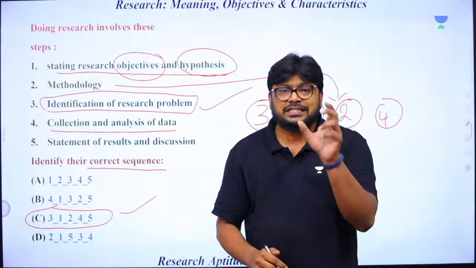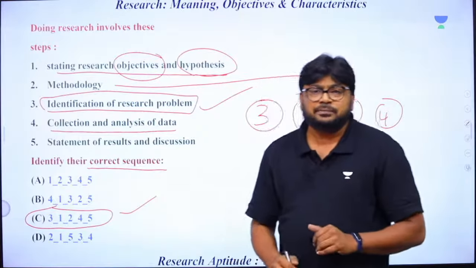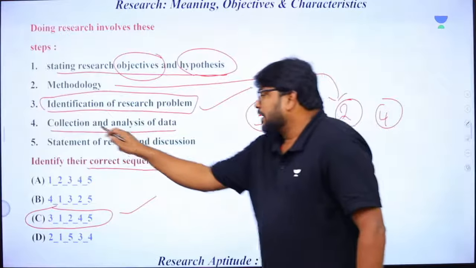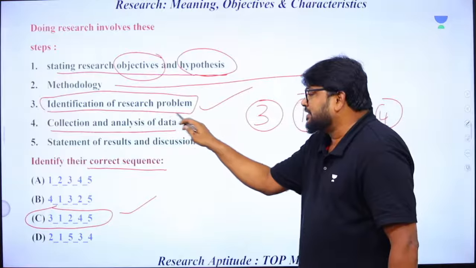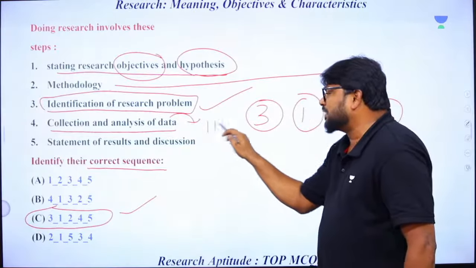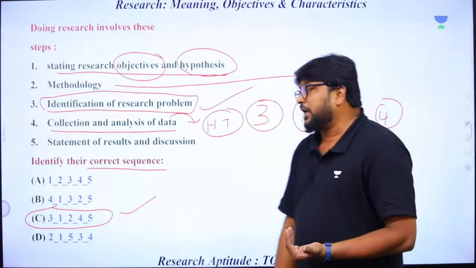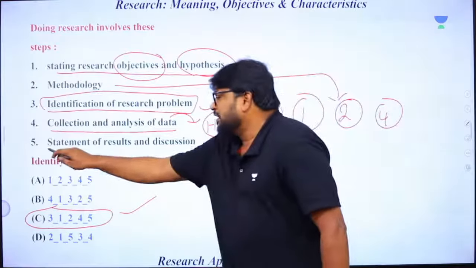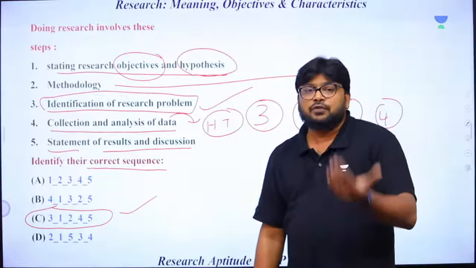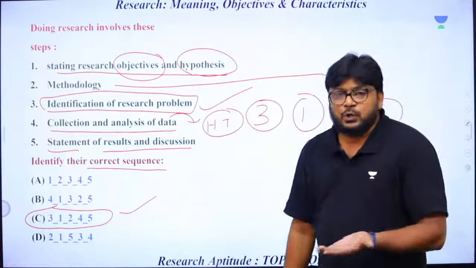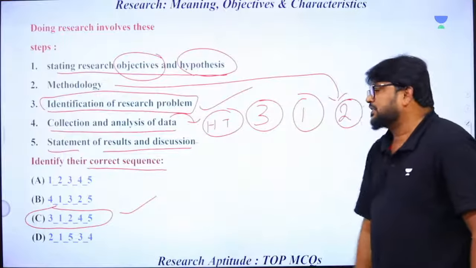Establishing hypothesis is done in the first step, that is the formulating of research problem. Then after collecting the data and analyzing the data, the next comes hypothesis testing. Testing of hypothesis is very important. And the last one is the statement of results and discussions. So this is presenting your report, highlighting your conclusion, projecting your findings and summary. This is the last step, step number 5.